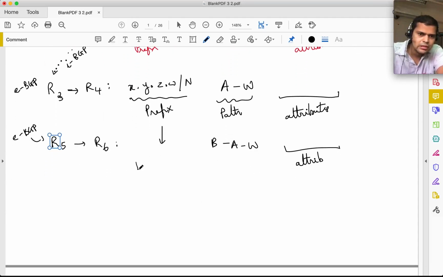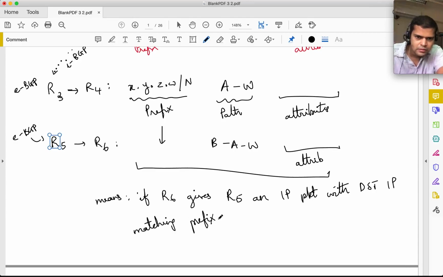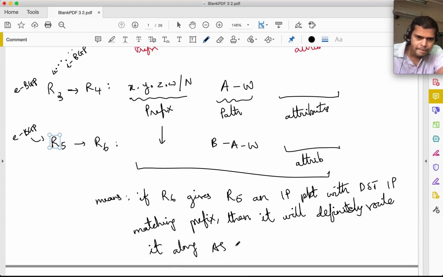Okay, so this is saying if R6 gives R5 an IP packet with the destination IP matching this prefix, then it will definitely route it along AS path BAW. Okay, so this is a guarantee.